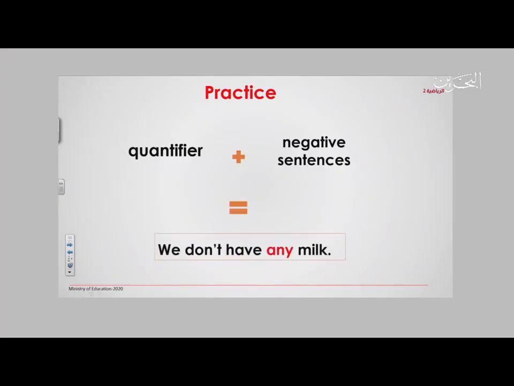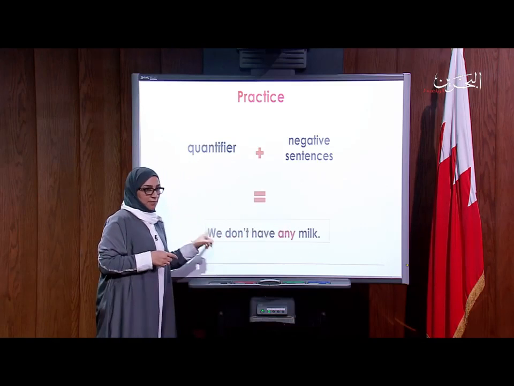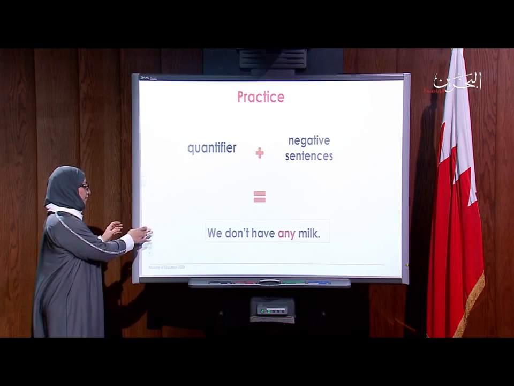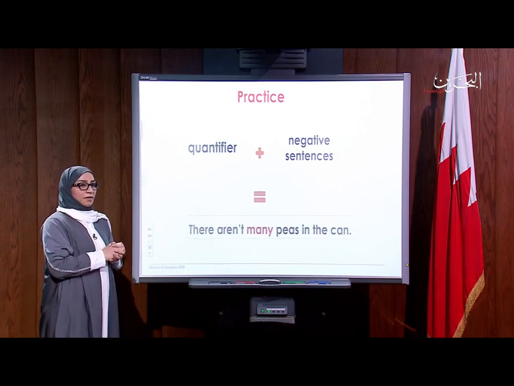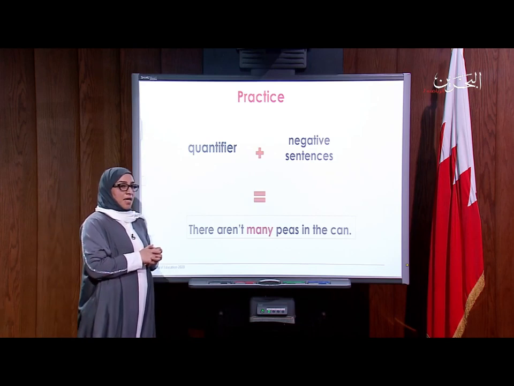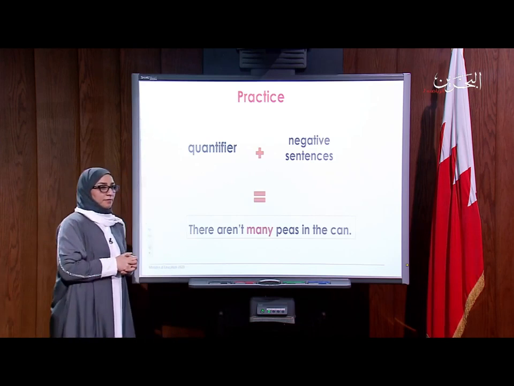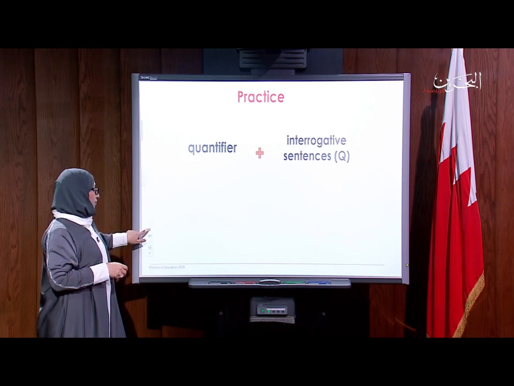More practice. We don't have any milk. As you can see, I use any with negative. We don't have any milk. I use any in a negative sentence. More to go with the practice. There aren't many peas in the can.